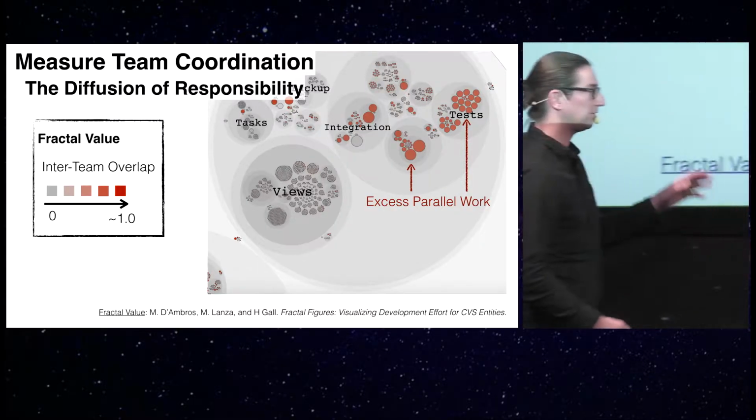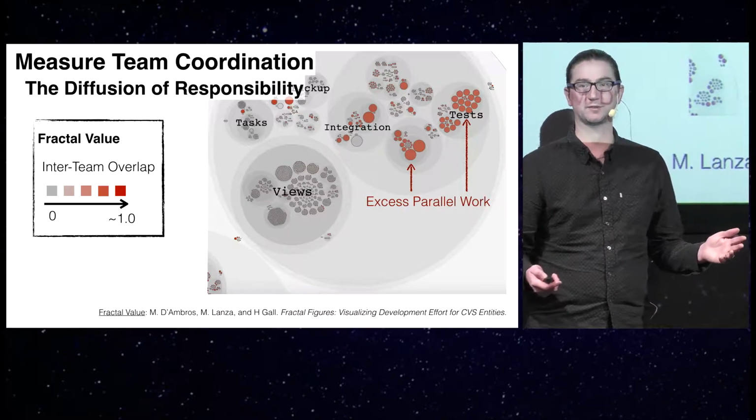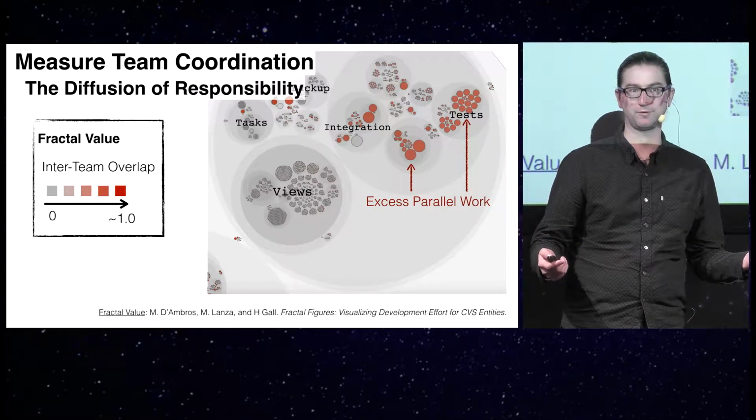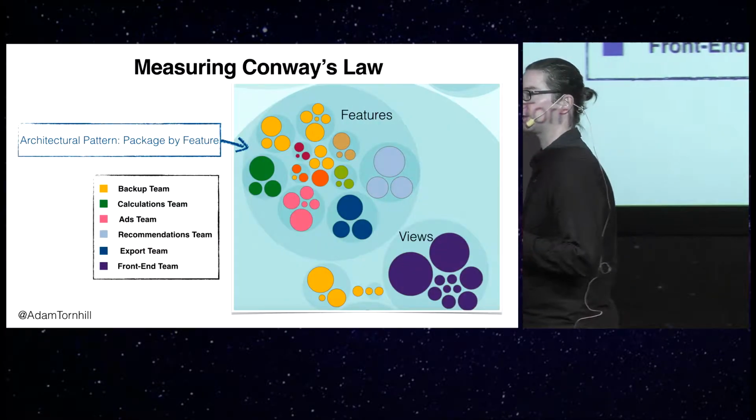Now, what I want to show you is that once we embrace version control data, we can measure a lot of things that we weren't really capable of measuring before. And I want to show you an example of how we can measure something called Conway's law.